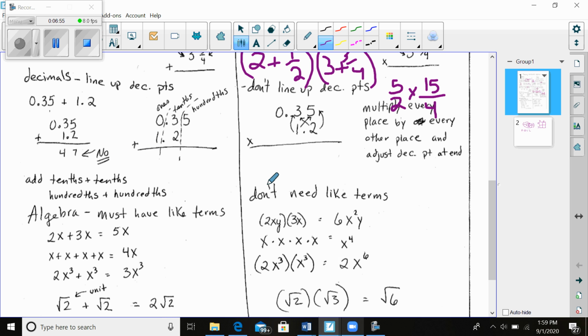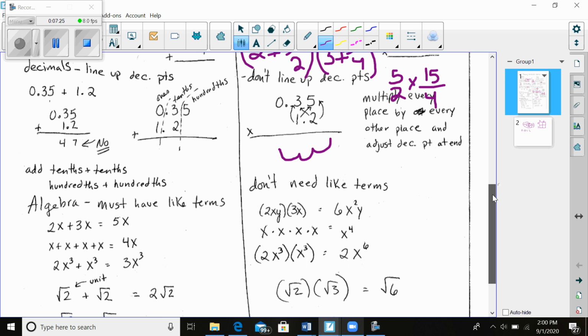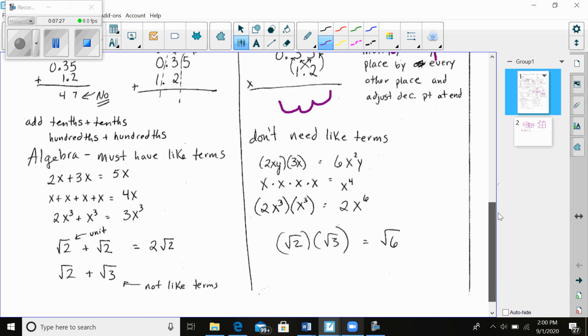But again, multiplying and adding have the same rules, right? To add decimals, you line up the decimal point. To multiply, you multiply every place by every place, and then you adjust for the decimal point at the end. You count the places to the right of the decimal point, and then you move your answer. After you multiply, you would move the decimal point 3 places to account for the 3 places behind the decimal point. So in our class, I'm not going to make you do stuff with decimals by hand.